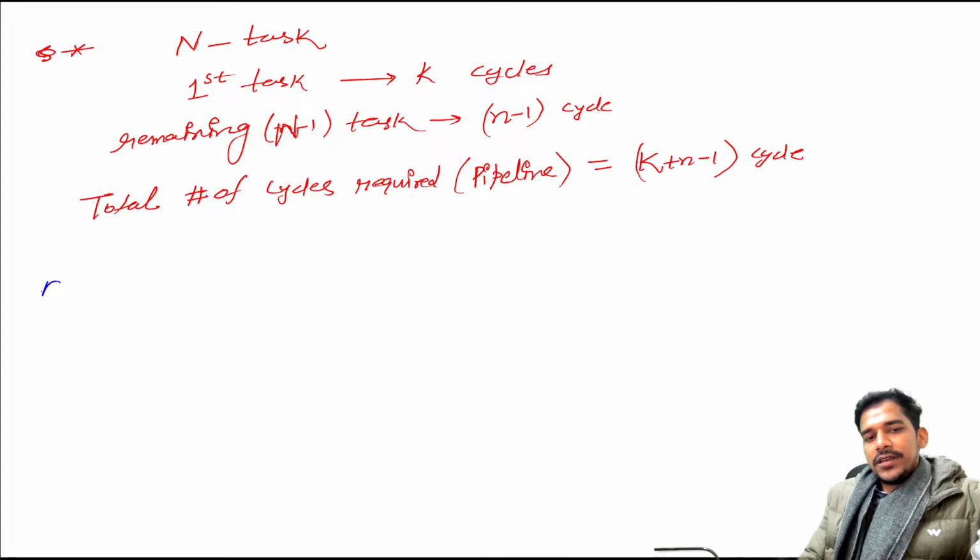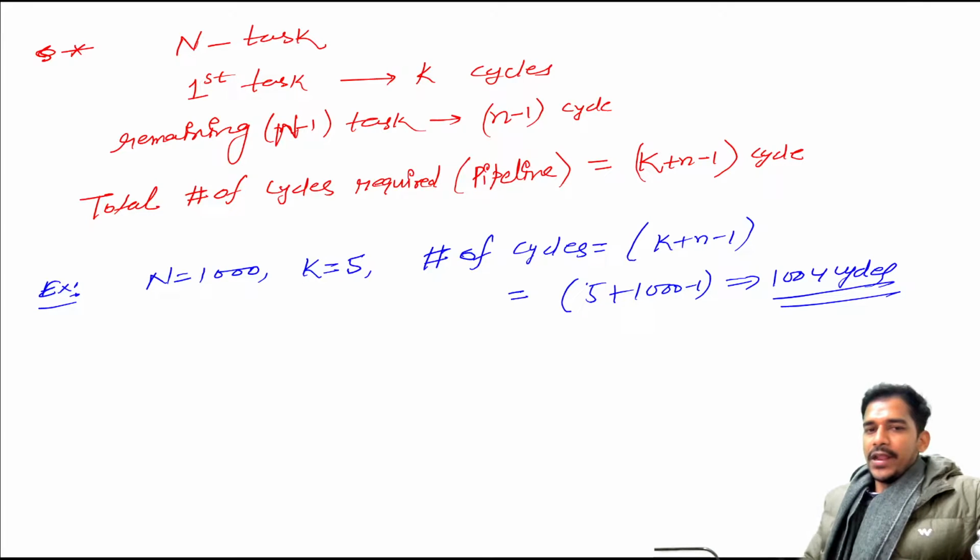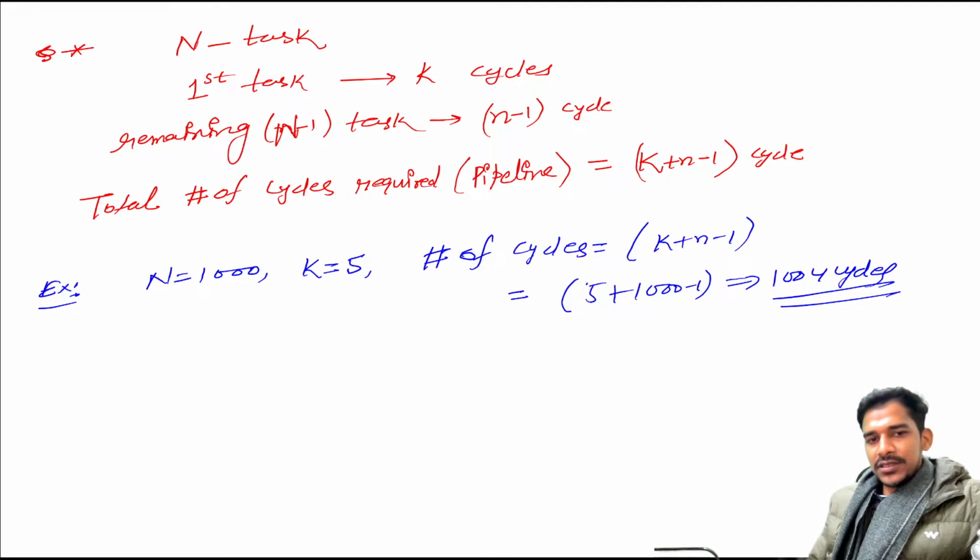So for example, let us say you want to execute 1000 tasks on a pipeline processor with k equals 5 stages. How many cycles will it take to complete the execution? The number of cycles required will be k plus n minus 1, that is 5 plus 1000 minus 1, that is 1004 cycles to complete these tasks on the pipelining system. And if you execute these tasks on the non-pipelining system, how many cycles will it take? Each instruction will take 5 cycles, which means 1000 instructions will require 5000 cycles, right?